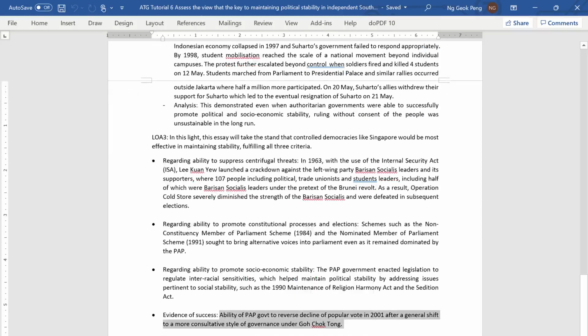Even when they encountered some setbacks, for example, the decline in popular vote in the 1990s, they were also able to reverse this decline in 2001, because there was a general shift to a more consultative style of governance under Goh Chok Tong. So Lee Kuan Yew had to step down, and Goh Chok Tong took over, and apparently Goh Chok Tong is nicer. So he was able to win the hearts and minds of Singaporeans.